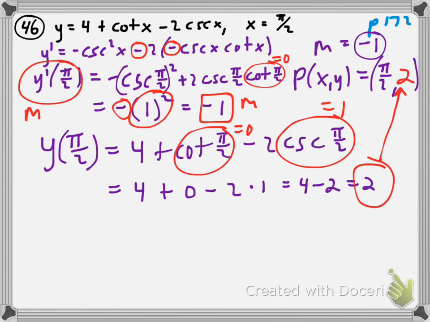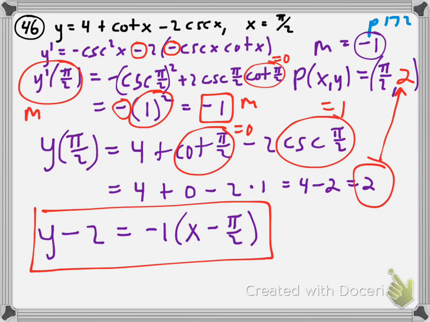So we have everything we need. We have our slope, we have our y coordinate, which is 2, so y minus the y1 equals the slope, which is negative 1, times x minus the x coordinate, which is pi over 2. And so that guy is our equation of our tangent line.